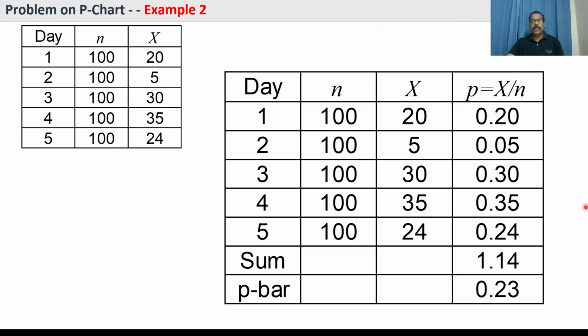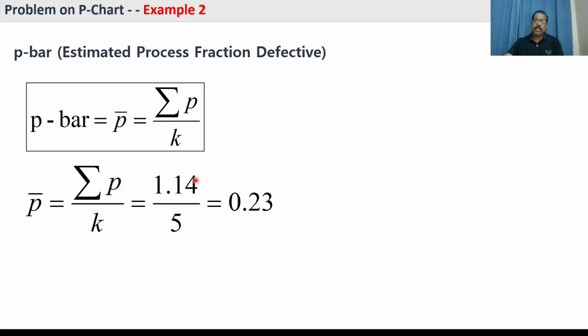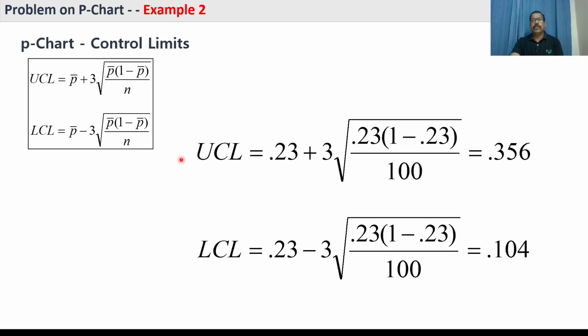So here the sum you get is 1.14, divided by 5 you get 0.228 or so, which they rounded to 0.23. So P bar we can get. Once we know the P bar, it is the same 0.23. We got it as the summation of P divided by k, where k is the number of samples. Once we know the P bar, substitute it into the upper control limit and lower control limit formulas.